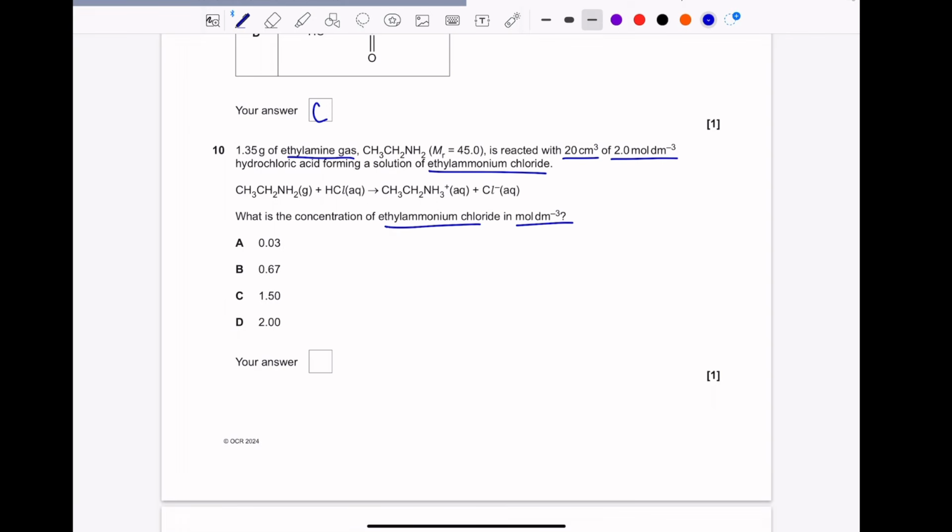So looking at the information, we can calculate the moles of the gas as well as the acid. And this is important because we have to identify the limiting reagent. So first, the moles of the gas. That would be 1.35 grams divided by 45, and that's equal to 0.03. The moles of hydrochloric acid is 20 times 2. That's 0.04 moles.